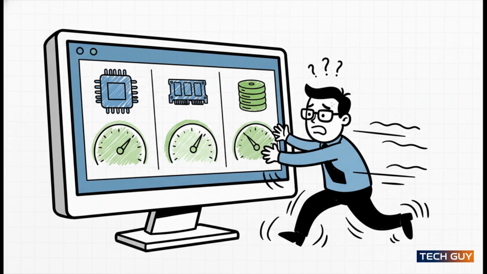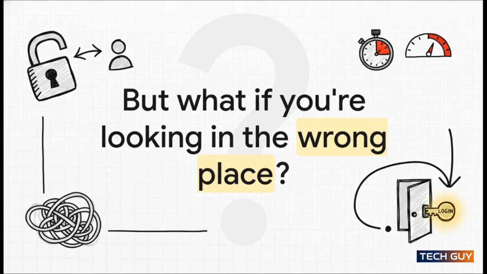We open up our monitoring tools and we start checking all the usual suspects, right? CPU, memory, disk I/O. We're hunting for a performance bottleneck because, well, we've been trained to think that slow always means performance. But here's the crucial turning point. What if the problem isn't a performance issue at all? What if it's actually a login problem that's just disguised as one? The truth is, so many of the issues we chase for hours are hiding in plain sight, happening way before the real work even begins.